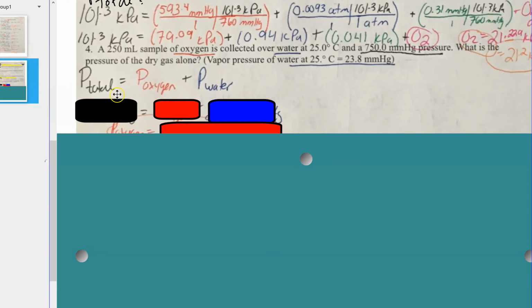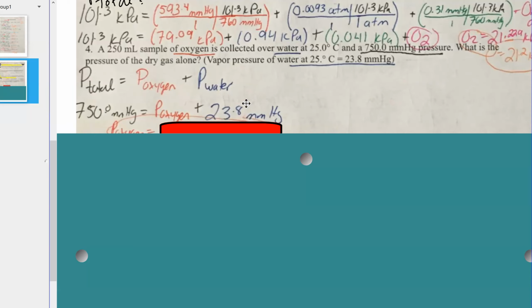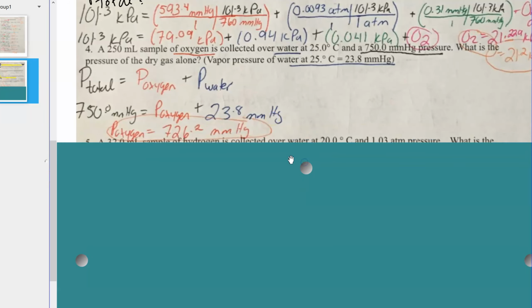So let's plug in what we know. We know that P total is 750 millimeters of mercury. We don't know the oxygen, but the water value we can read off of a table. So how do we solve for this? We just subtract, okay? And then we want to have the least number of decimal places. We're just subtracting 1 decimal, 1 decimal. We're going to go to 1 decimal place.